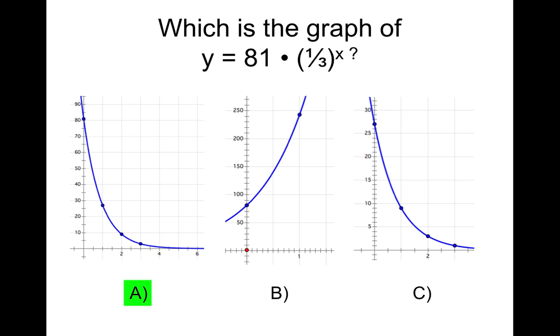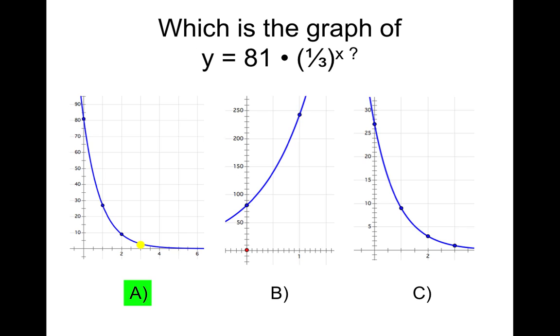Graph A corresponds with the equation. The starting value is 81. Every time x goes up by 1, we get 1/3 of the previous y value. So 81 goes to 27, times 1/3 is 9, times 1/3 is 3, and so on.